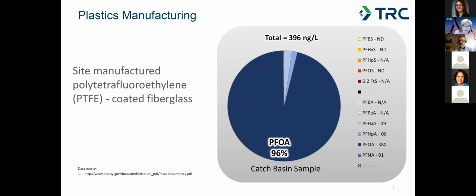So this is a catch basin sample from a Teflon coated fiberglass manufacturer. And it has an obvious signature. It's very distinct from the AFFF signatures that we just looked at. And it's just an example of the uniqueness of signatures in the manufacturing industry versus AFFF.